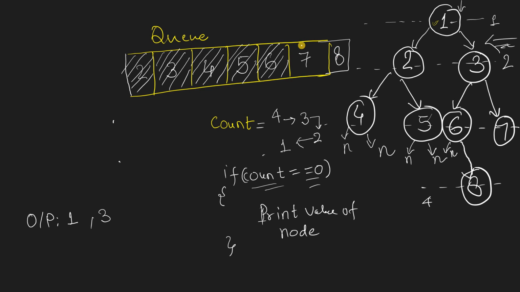After this, we'll pop 7 from the queue. We'll decrement our counter. Now our counter is 0. So we'll print the value of the node, which is 7. Now we'll check if 7 has any children that we can push into the queue. Both the left and right children of 7 are null, so we cannot push anything into the queue.